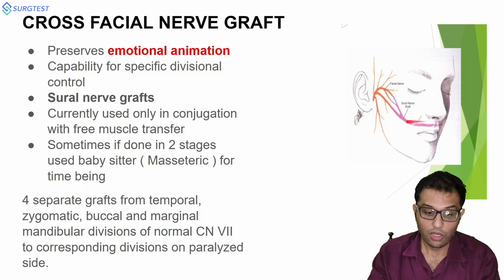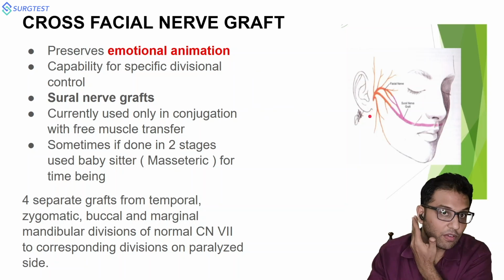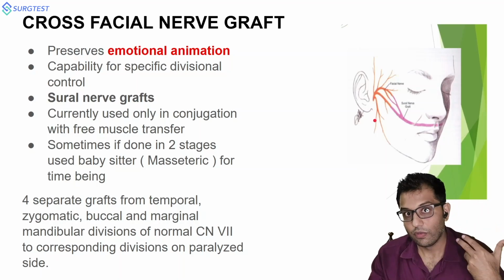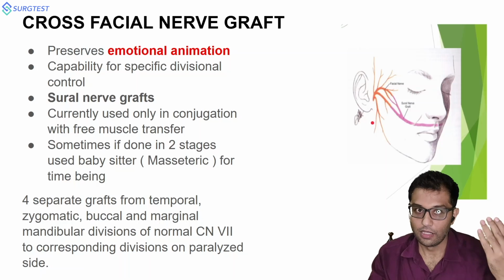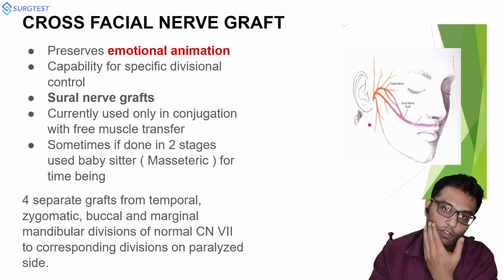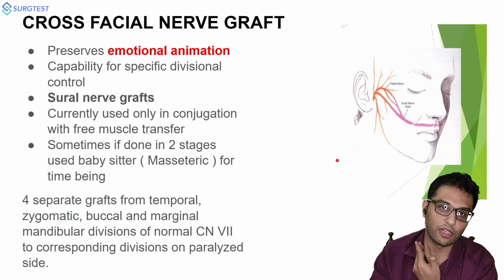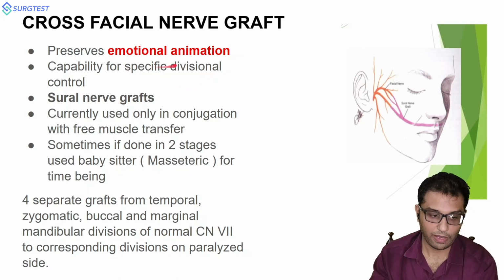division control. That is when we need to run a particular division of the facial nerve. So the best thing about cross facial nerve graft is it provides emotional animation. Since it is coming from the facial nerve only to the other facial nerve, our brain doesn't get confused which nerve to stimulate for that activity. So the brain knows that for smiling, I have to stimulate the facial nerve and the patient will smile. It doesn't get confused that I have to stimulate the hypoglossal nerve or the masseteric nerve. That is what is meant by emotional animation. So it has a capability of specific divisional control.